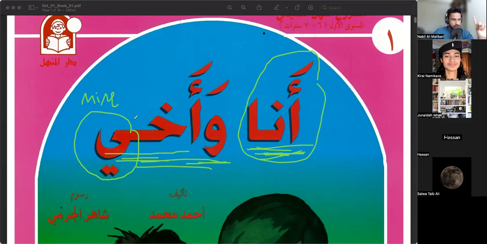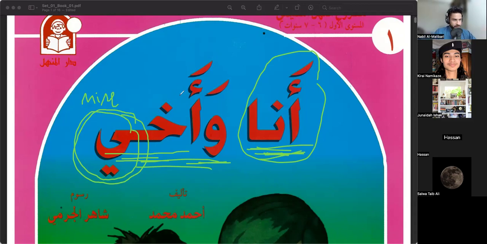So this is the first key concept that you need to learn. Whenever you want to denote something that belongs to you, you put the ya at the end. If I say kitab, this is a book in my hand. Kitabun, a book. How do I say my book? Just put the ya at the end of the word: kitabi. If I have a pen, this is a highlighter, but let's call it a pen. Kalamun. So how do I say my pen? Kalami. Just put the ya at the end.